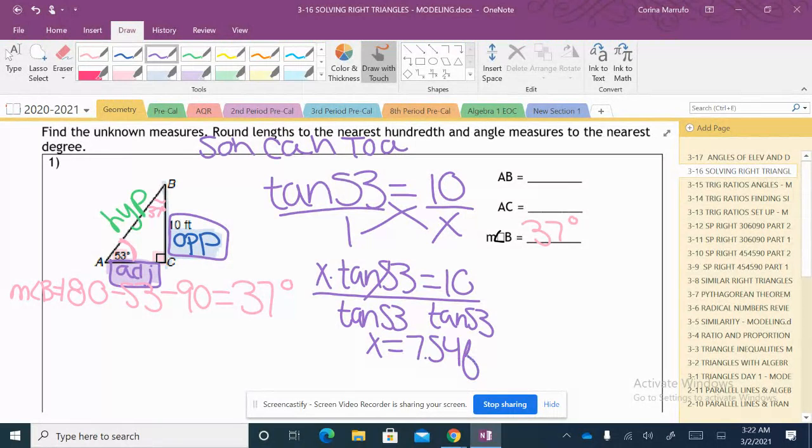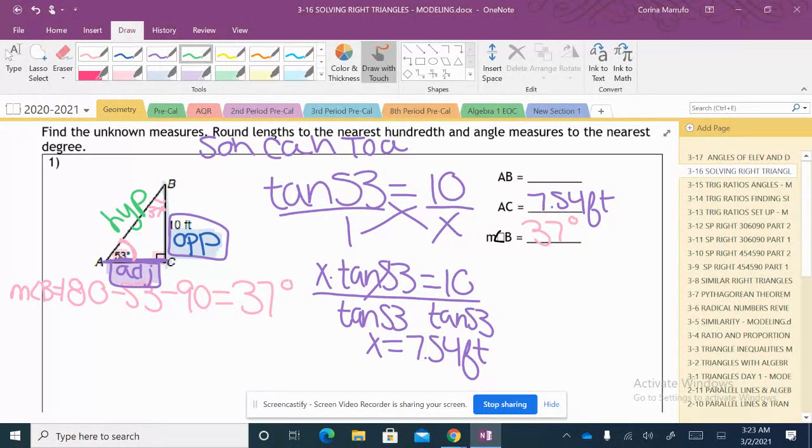Our units here are feet. We said that's the adjacent side, so my adjacent side is from A to C. That means I'm going to put 7.54 feet here. Now we're going to find the hypotenuse.